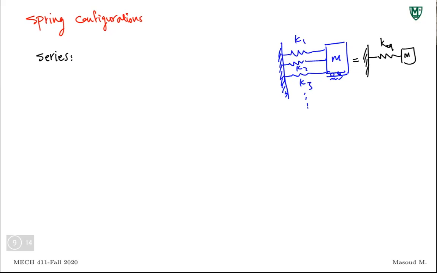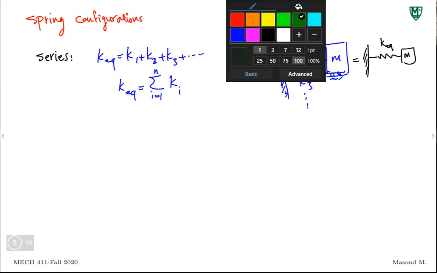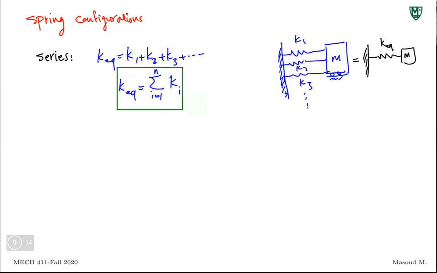So for springs, K equivalent is pretty much the summation of K values. K equivalent, no matter how many springs you have, as long as they are in series, I'll tell you in a minute what series is, from 1 to n. For n number of springs, K equivalent is pretty much just the summation of K's. Now, this is very important, keep that in mind.